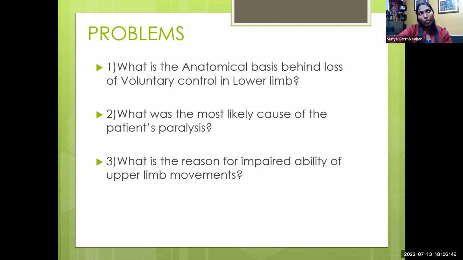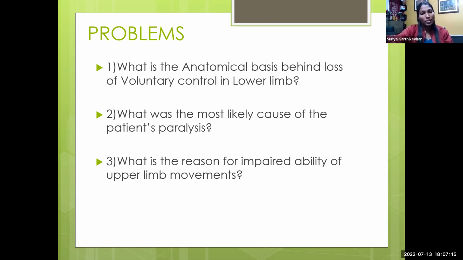We all know that the brachial plexus supplies the upper limb. So there should be some connection between the lesions involving the upper limb. But here the patient has lost voluntary control in the lower limb. So there is some connection between the lesion and the loss of movements and loss of voluntary control in the lower limb. And what was the most likely cause of the patient's paralysis? And then what is the reason for the impaired ability of upper limb movements?